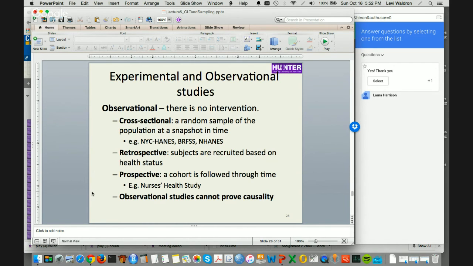But regardless of the type of design, these observational studies cannot prove causality, because you can observe correlation between outcomes and risk factors, but because you did not randomly assign those risk factors, you cannot prove that they're the cause of the outcomes of interest.